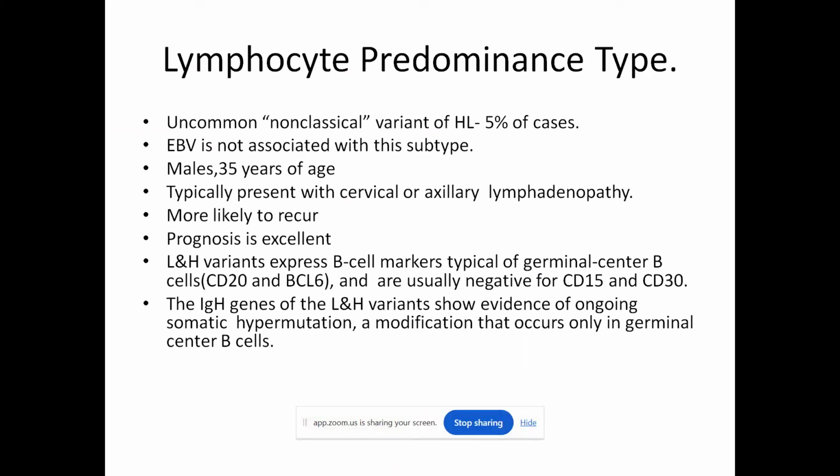So these four are the classical types of Hodgkin's lymphoma. Next, the other main type is the nodular lymphocyte predominant type. This is the non-classical Hodgkin's lymphoma. Here it is not associated with EBV. It can present as cervical or axillary lymphadenopathy.